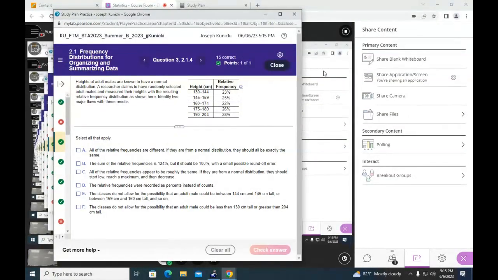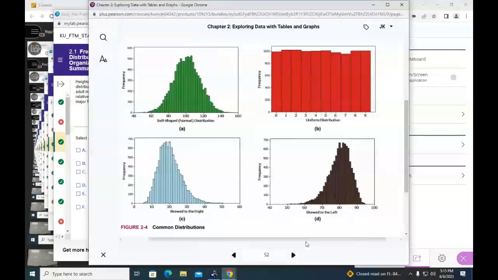It says that it's from a normal distribution, so we didn't talk about that. So let me go ahead and show you what that means. These are your four typical distributions. This is the normal or bell shape. Now, what we have here is actually a discrete distribution because you have rectangles. A continuous distribution is just a line, because it's technically a sum of infinite rectangles, which you can only use calculus for.